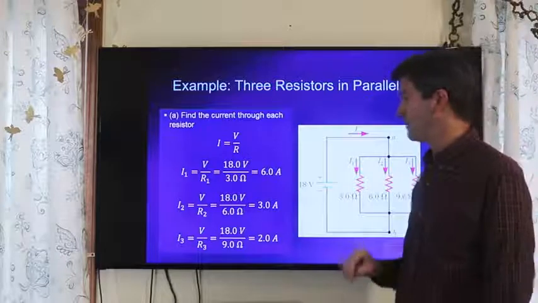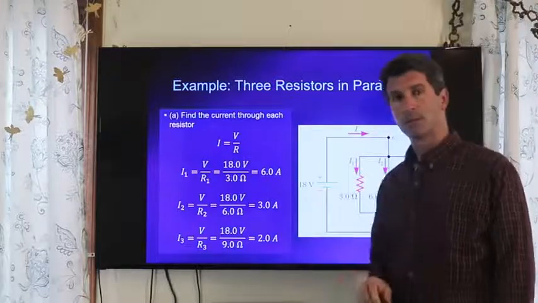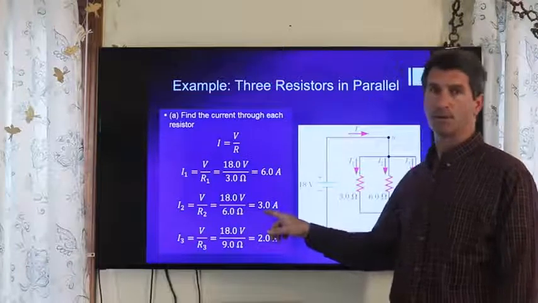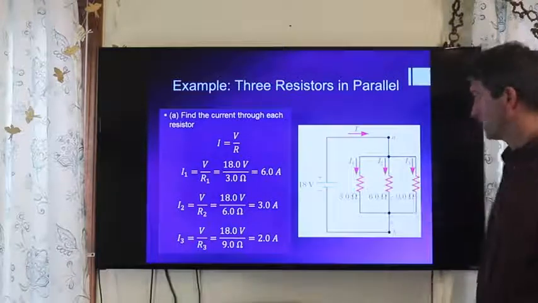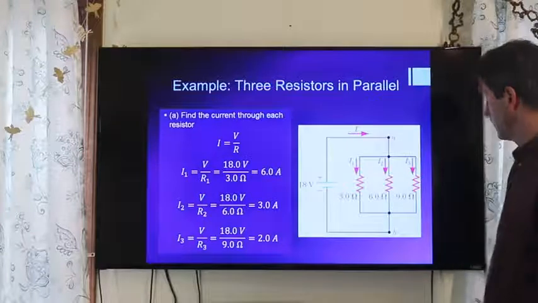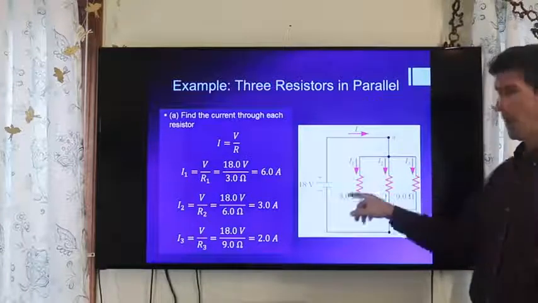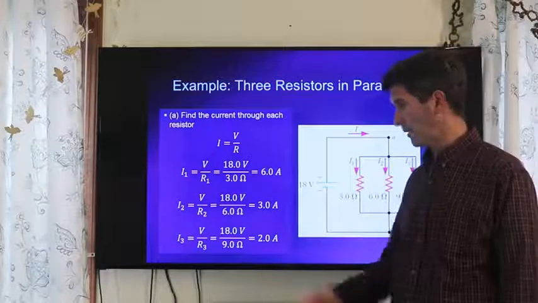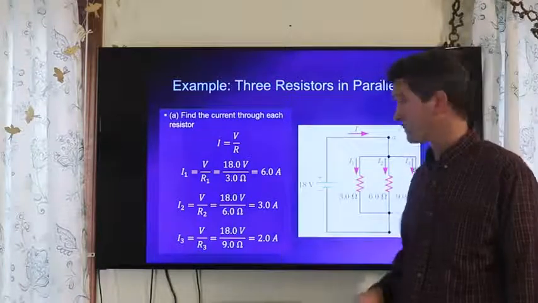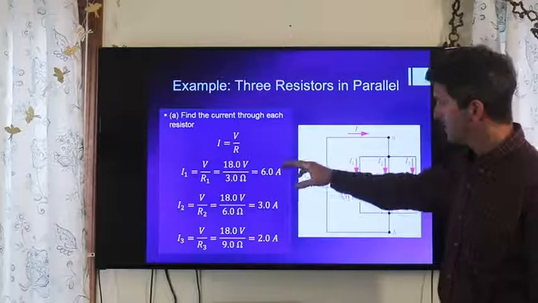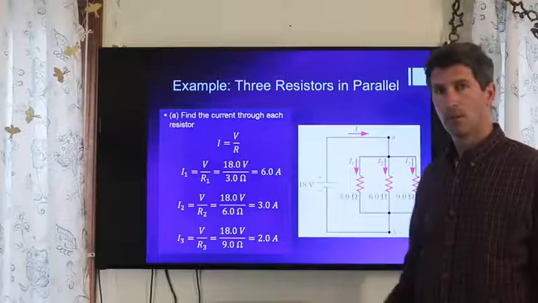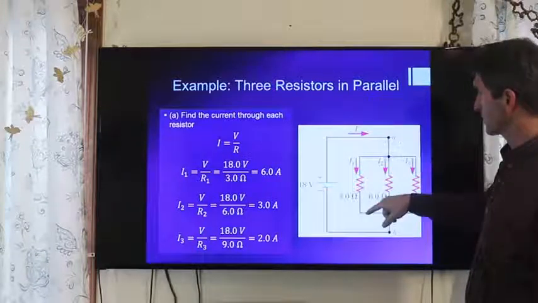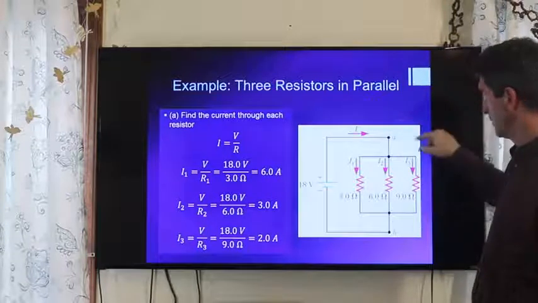I2, 18 volts, with a resistance twice as much. Twice as much resistance, half as much current through it. So I2 has 3 amps going through it. The last one has 3 times more resistance than this, so it'll have 1/3 the amount of current. 18 divided by 9 is 2 amps. And we see here 6 plus 3 plus 2, 11 amps of current are going to flow through this whole thing, with 6 going here, 3 going here, 2 going here.